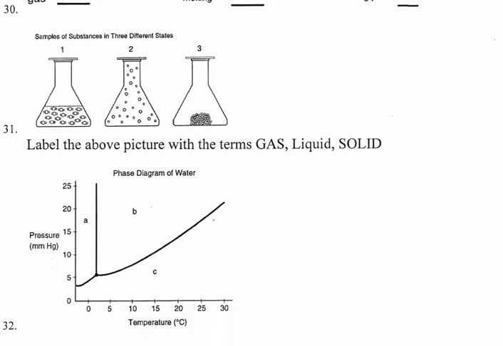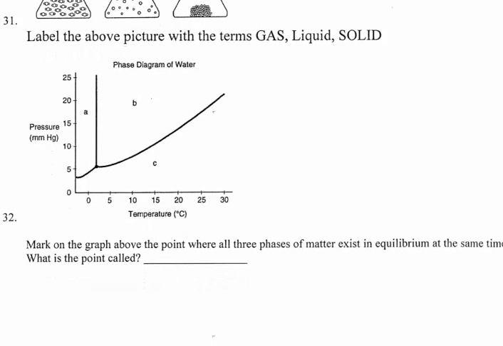Okay, then this is the last one on the test. I mean the practice packet here. I said test, but okay. So phase diagram of water. Mark on the graph above where all 3 phases of matter stay in equilibrium. Well, that would be right here at this point. It's called the triple point. Yes, the triple point.